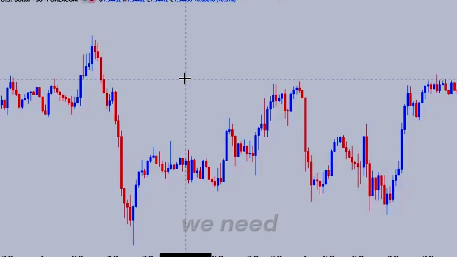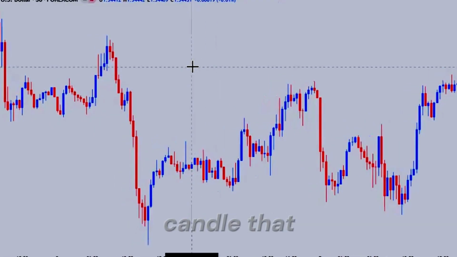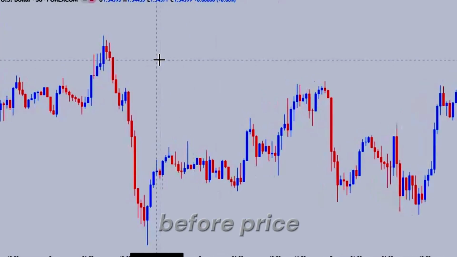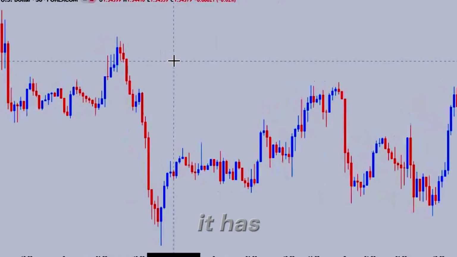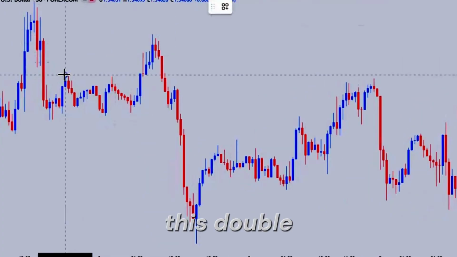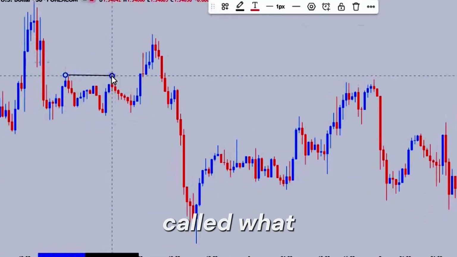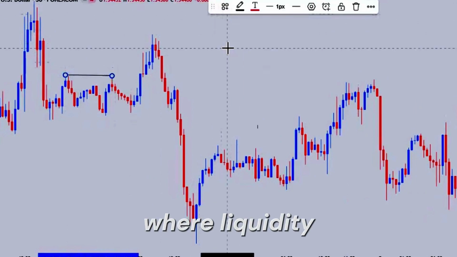What I mean by refine, we need to start looking out for what we call liquidity order block. I keep saying it on this channel, that liquidity order blocks are those candles that take out liquidity before that impulsive move to the downside or to the upside. You'll find out that before price starts moving in your direction, it has to clear out some people. This double top right here is called what? It's called where liquidity is seated.